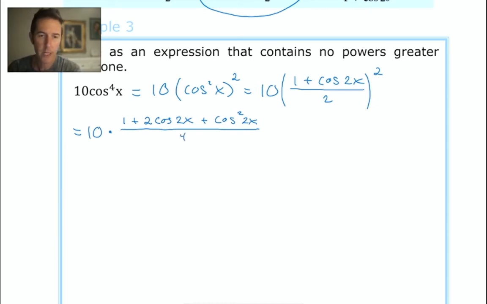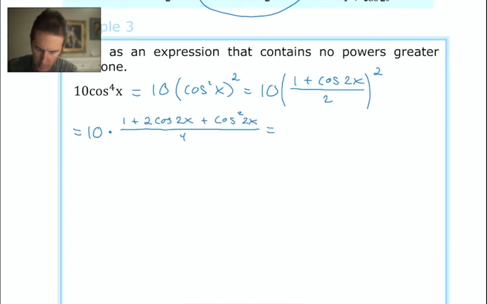We could reduce the 4 and the 10 immediately. We could wait and do it later. I could slide the 4 over underneath the 10 and leave it as a 10 over 4 and deal with that later. You've got some options there. I don't know if one choice is better than another. Remember, though, that I got this from taking this and squaring it. And by squaring it, I mean I did 1 plus cosine 2x times 1 plus cosine 2x, foiled and combined like terms in order to get the numerator that I've written in this fraction.